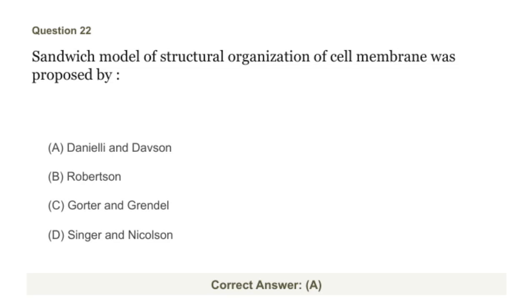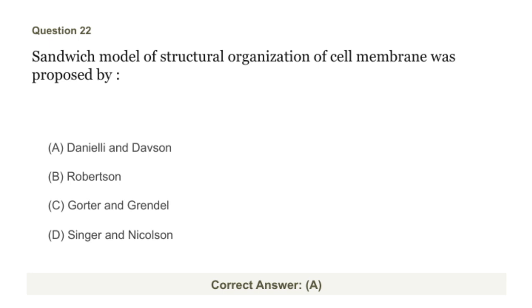The correct answer here is A, Danielli and Davson. The sandwich model of the structural organization of the cell membrane was proposed by Danielli and Davson. This model suggests that the membrane is like a sandwich, with a lipid bilayer in the middle and protein layers on both sides. It was an early attempt to explain how the cell membrane is structured, emphasizing the idea of proteins on the exterior and interior surfaces of the lipid bilayer.